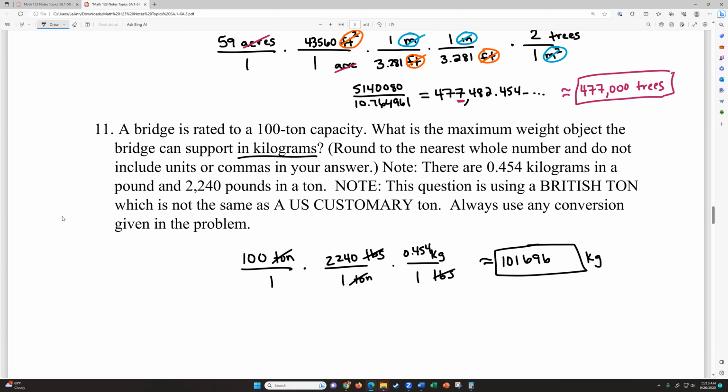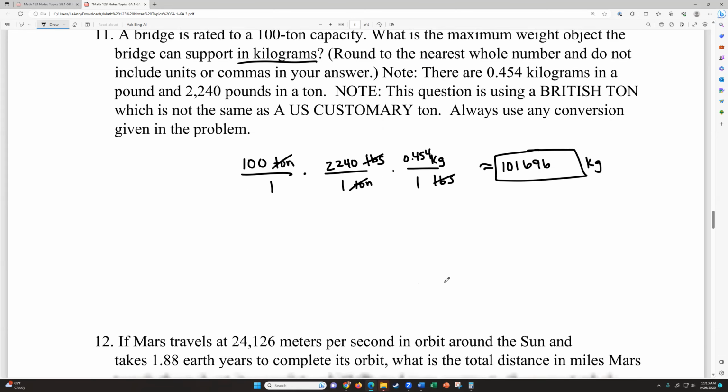And usually they would have the kilogram out to the side. They don't usually make you type in the units. And they didn't give us any rounding. Oh, yeah, nearest whole number, which is fine. We're already a whole number.